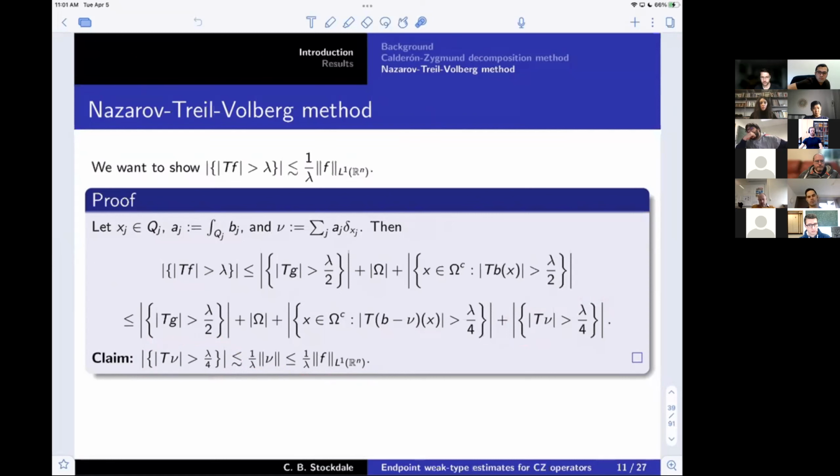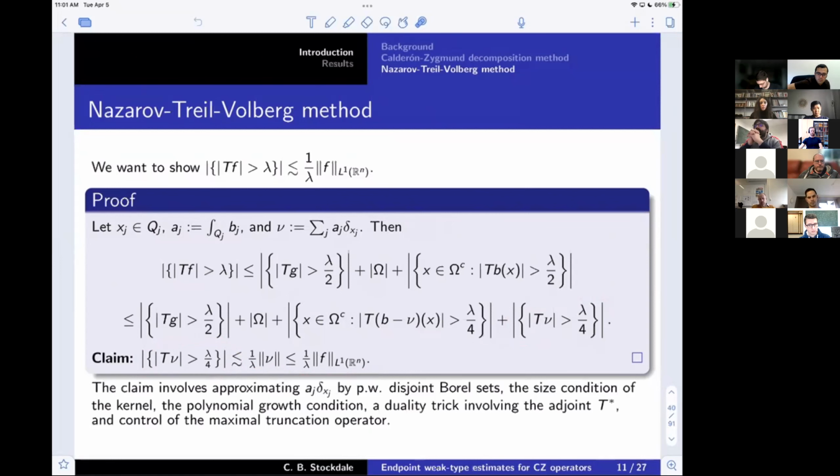This is actually where the hard work in their proof is. This will take a few pages to prove, so let me just make some comments. It involves approximating each of these point masses by pairwise disjoint Borel sets that have an appropriate measure. Then we can use the size condition of the kernel, the polynomial growth condition of the measure, which we haven't really used at any point yet, and then a duality trick that involves the adjoint to control some maximal truncation operator, and then the control of the maximal truncated operator to get this inequality. So there's some work involved, but there's not enough time to go through everything, so I'm going to hide that.